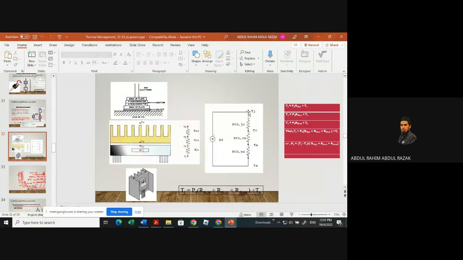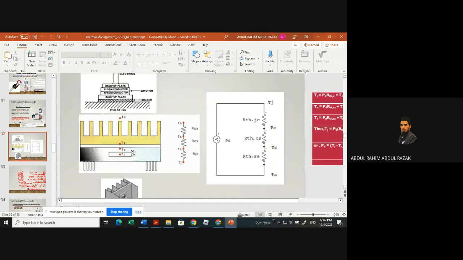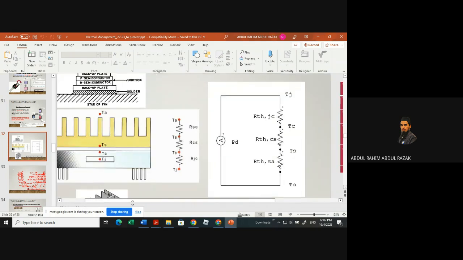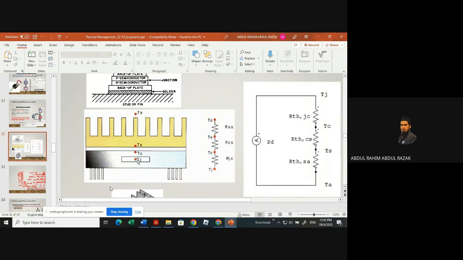You see here? From junction to ambient. And the heat which is generated here will be transferred to the case, from case to heat sink, heat sink to ambient. That's why we have three elements: from junction to case, case to heat sink, heat sink to the ambient point.